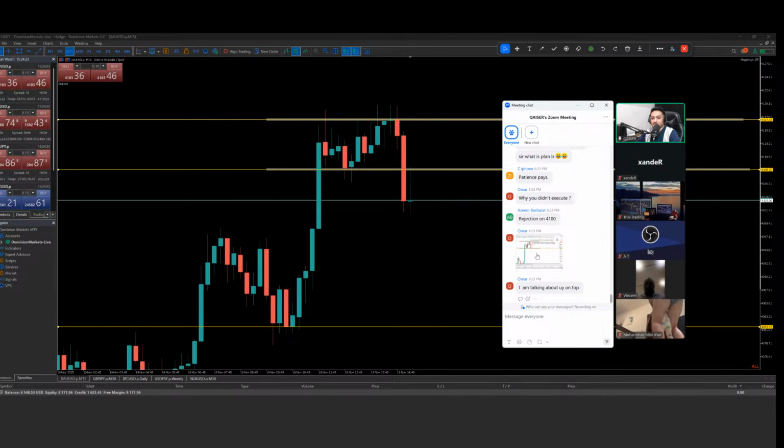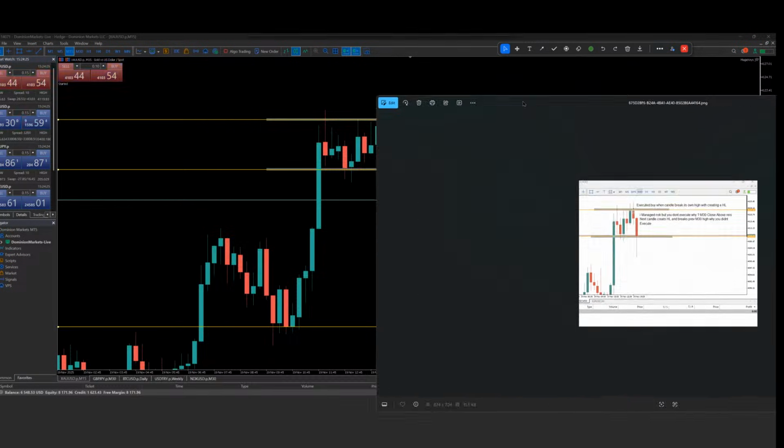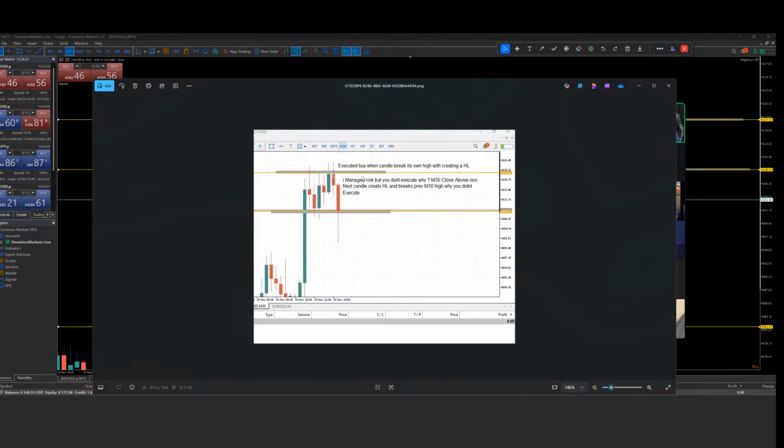Okay, let me just see this chart. Executed by, okay, when a candle breaks a high while creating a higher low, I manage this, but you don't execute because of the 30-minute close. Just like I told you, this candle has to break above the previous candle high. It did not do that.